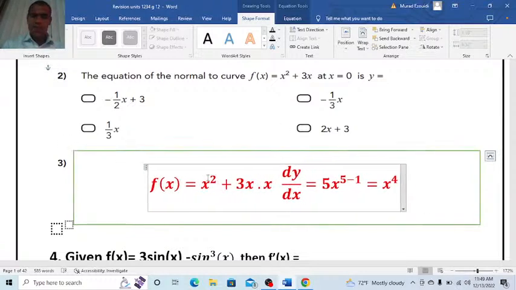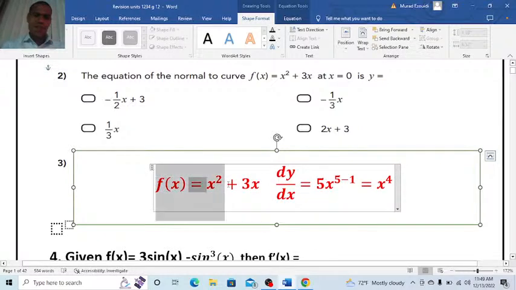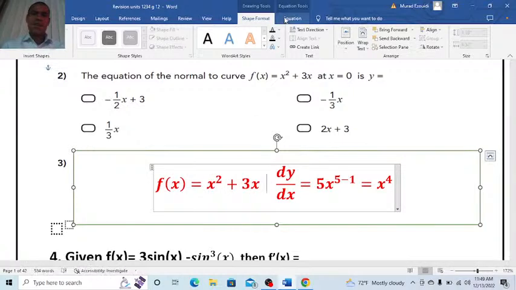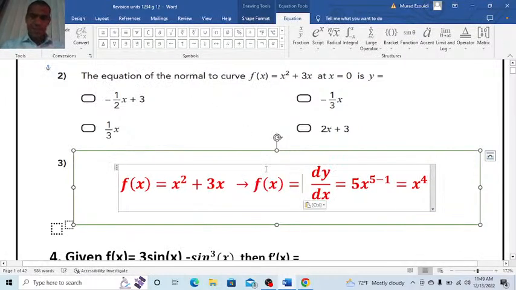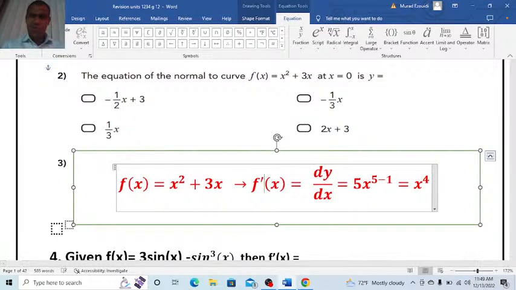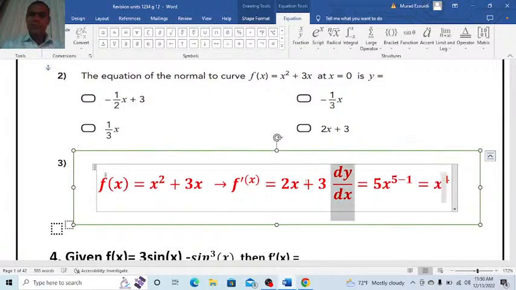Now if I differentiate my function, I will write f dash of x. Therefore this will give us f dash of x, the first derivative of the function. It is 2 times x plus 3, which is 2x plus 3.